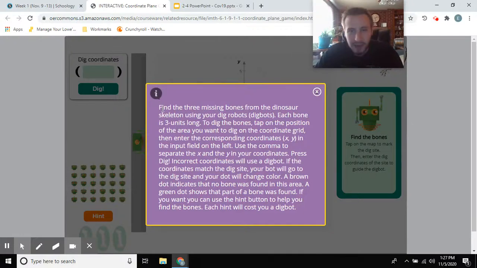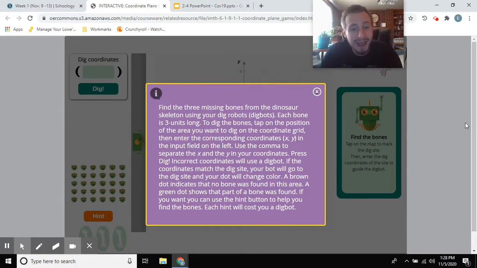All right, I'll read the directions to you. It says, find the 3 missing bones from the dinosaur skeleton using your Digbots. Each bone is 3 units long, so it's 3 points long. To dig the bones, tap on the position of the area you want to dig on the coordinate grid. Then enter the corresponding coordinates, so the ordered pair, in the input field on the left. Use the comma to separate the x and the y in your coordinates. Press dig. Incorrect coordinates will use a dig bot.